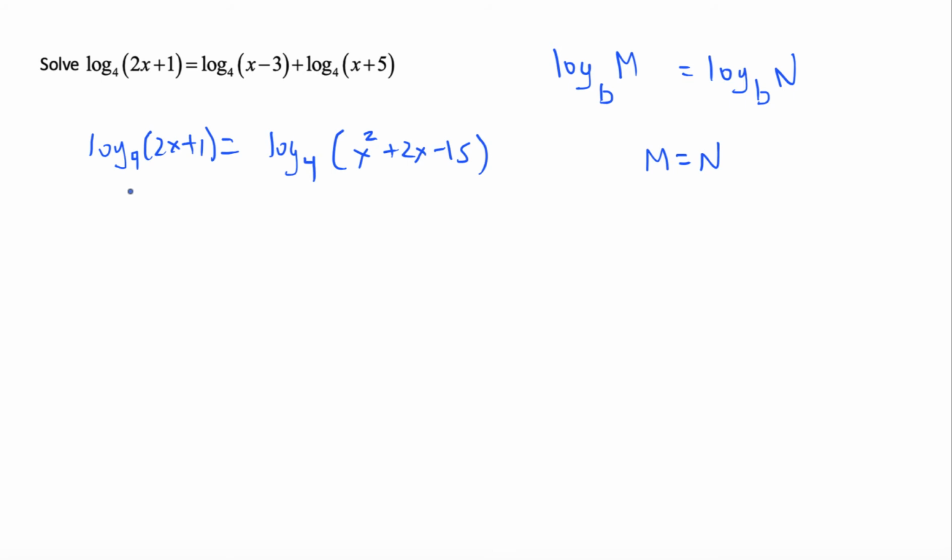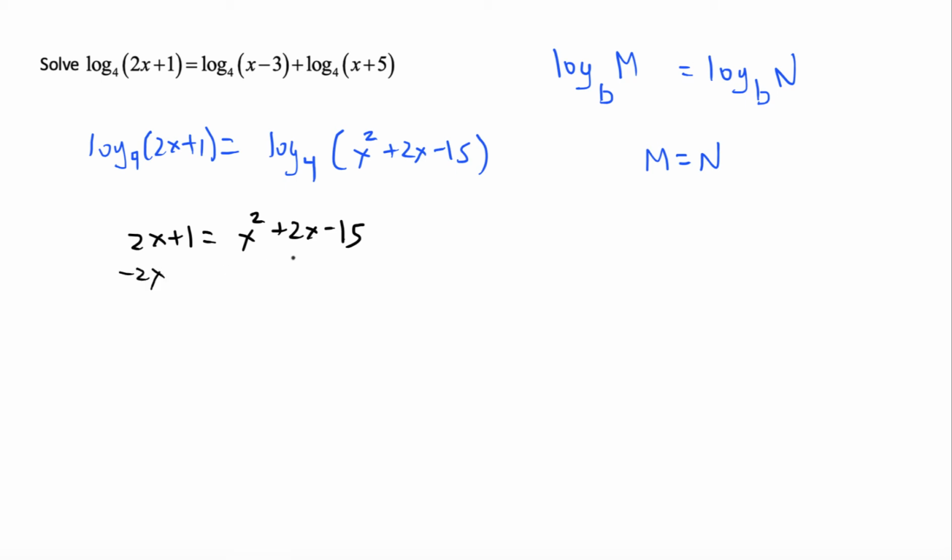But you notice we have log base 4 of 2x plus 1 on the left and log base 4 of x squared plus 2x minus 15 on the right. So what can we conclude then? We can conclude that 2x plus 1 equals x squared plus 2x minus 15. And so essentially what we've done is we've converted from a log equation into this quadratic equation.